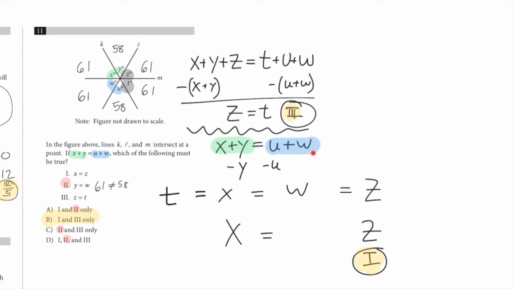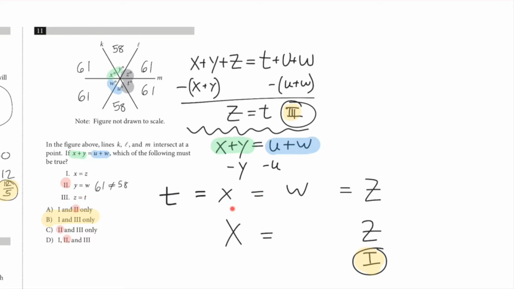Then I took this statement again, the x plus y and u plus w, and I started with this, and then I realized quickly that y and u are vertical angles, so therefore I could subtract them both out. They've got to be equal to each other. And so then the leftovers were x and w. Well, so therefore I knew that x equals w.